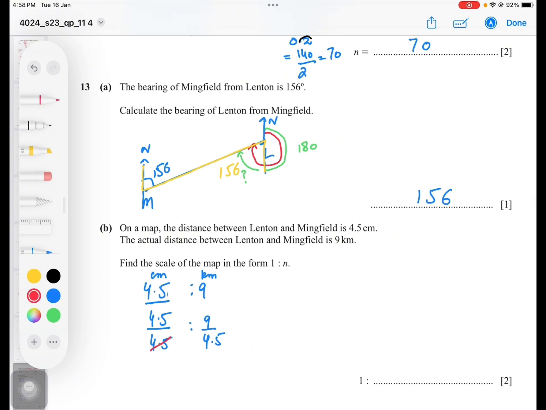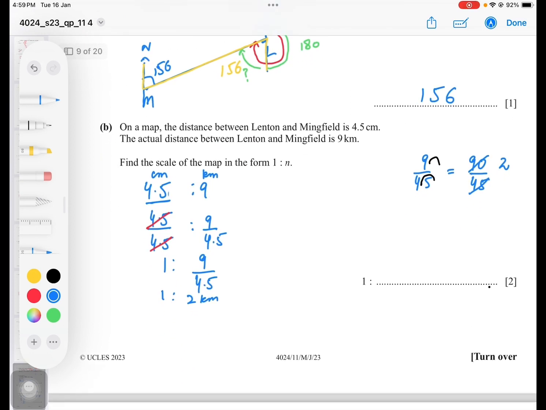So you cancel out. It will be 1, 9 over 4.5. So I'm trying to simplify it. We need to take the jump. So it will be 90 over 45. So the answer is 2. So this is actually 1:n is equivalent to 2 kilometer.